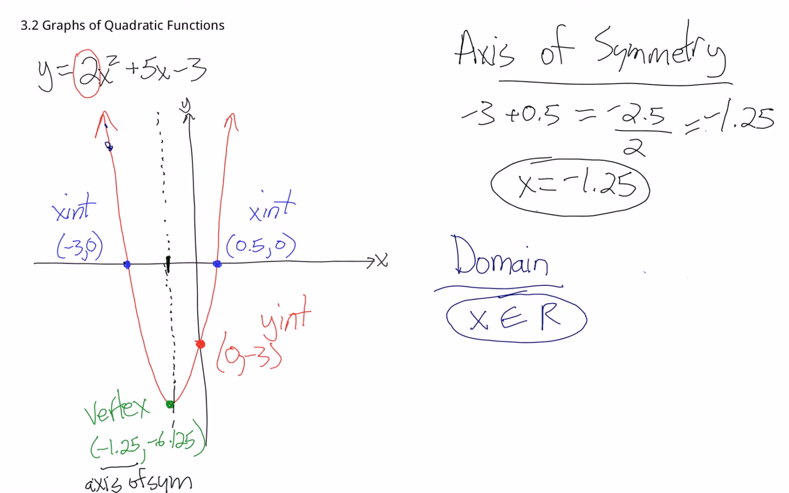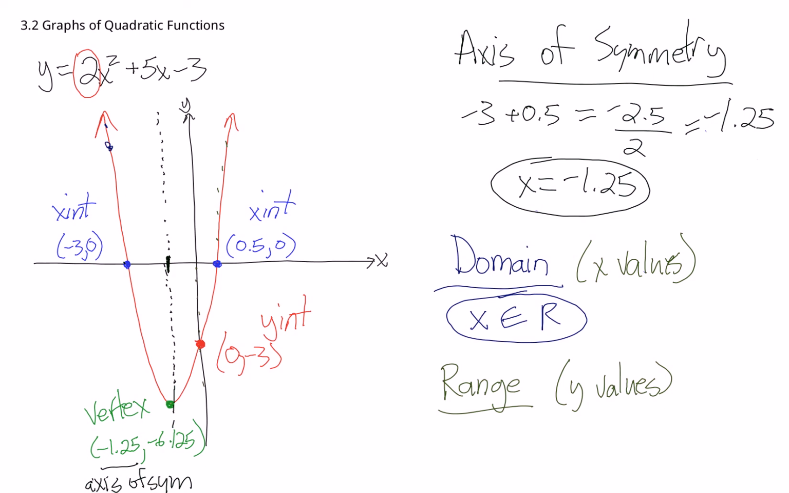The last one we have to do is the range. The range is figuring out all the possible y values that are on the graph. So domain was x values, range is the y values. In this case, the possible y values depend on which way the graph goes, up or down. Here it's opening up. So in the positive direction we go on and on forever upwards, but in the negative direction we go down until we get to the vertex. We never go below the vertex.